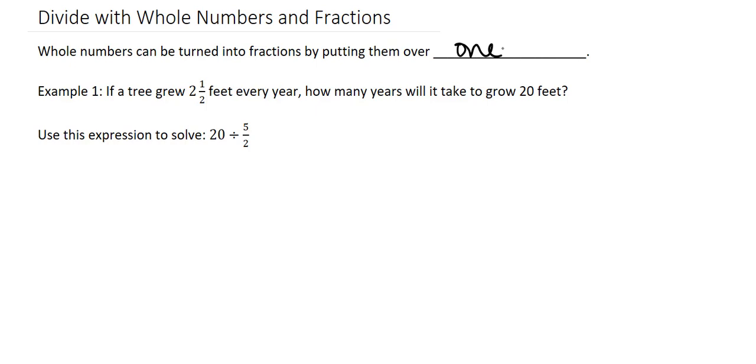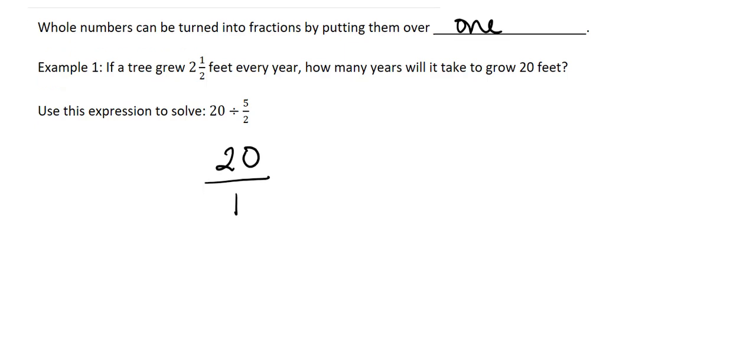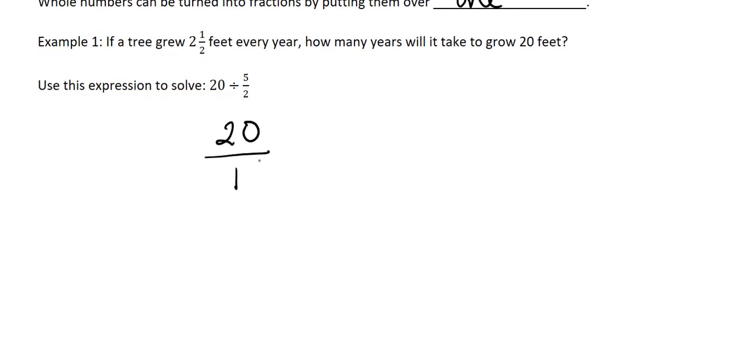So we're going to go 20 divided by 5 over 2. Instead of using 2.5, we're using 5 over 2. Let's go ahead and rewrite this. If we have 20, which we could put over 1, right? A whole number can be turned into a fraction by putting it over 1.